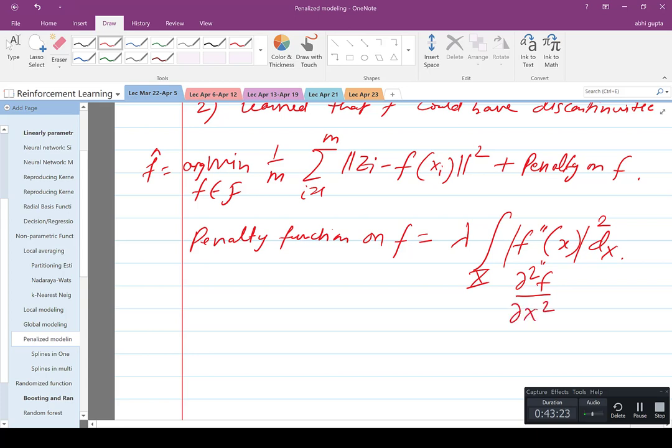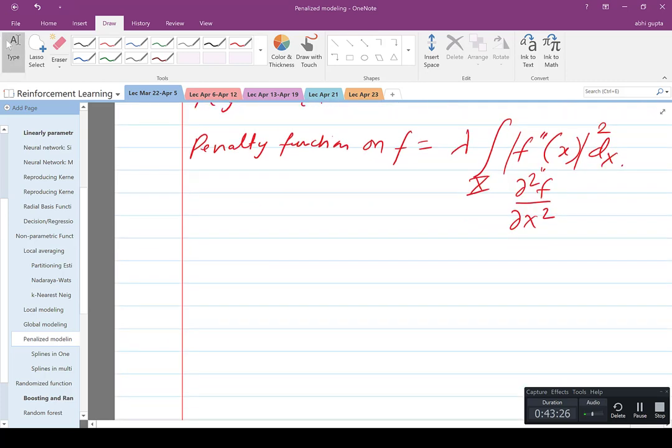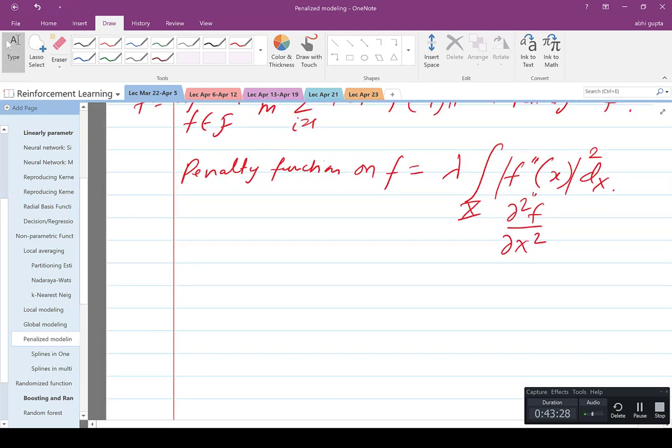Now, if you have a function f of multiple variables, then you can have a penalty that is far more complicated. So let's say you had functions of two variables, then your penalty would be lambda times integral over x of gradient of x1 squared f plus x1 x2 f plus gradient of x2 squared f.